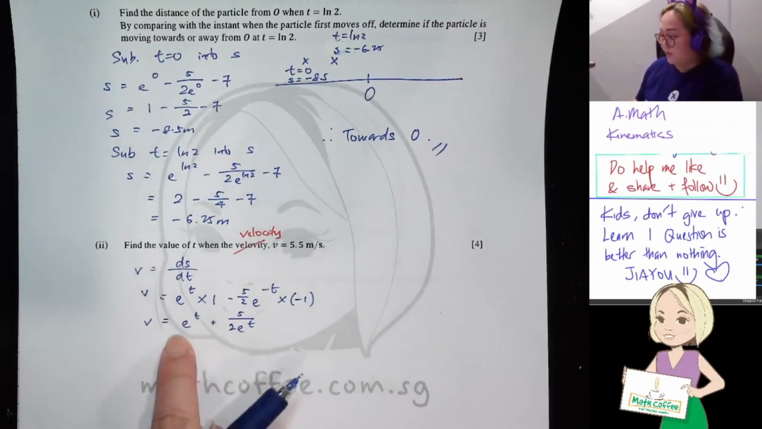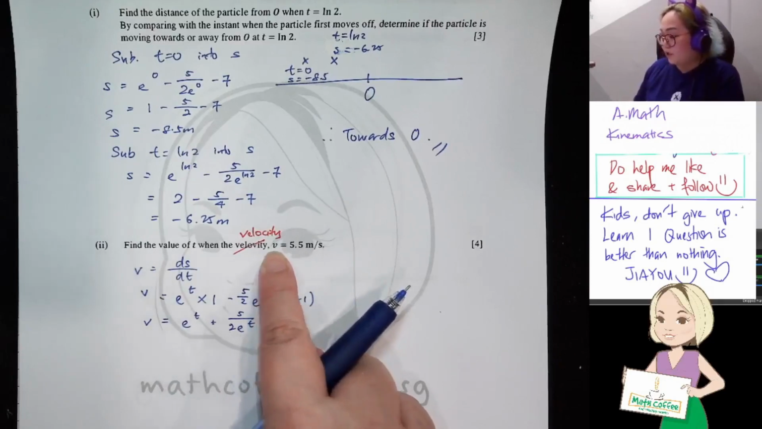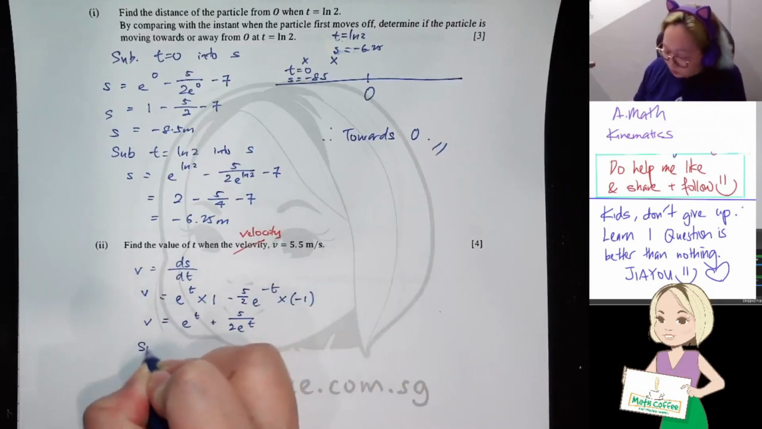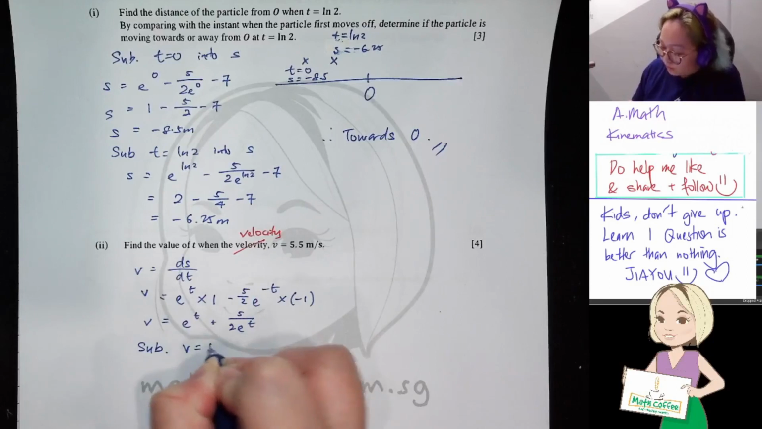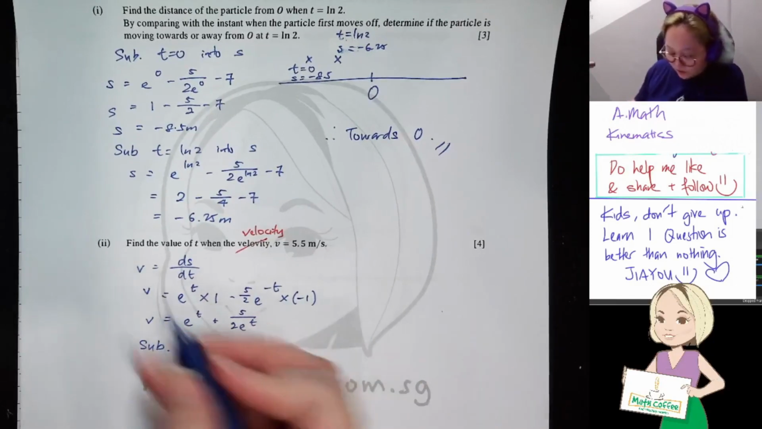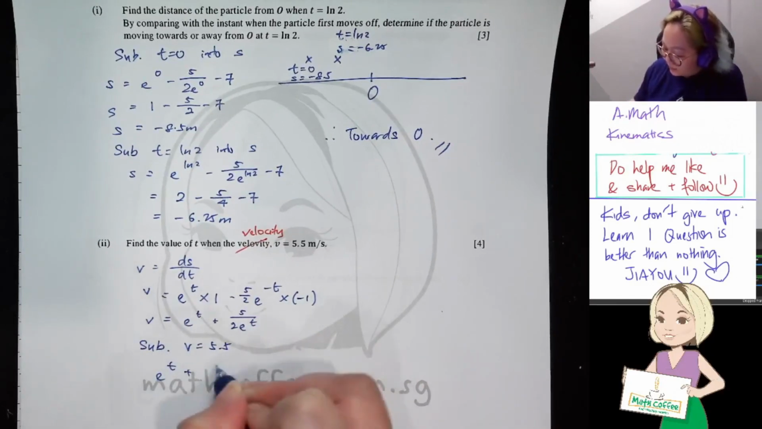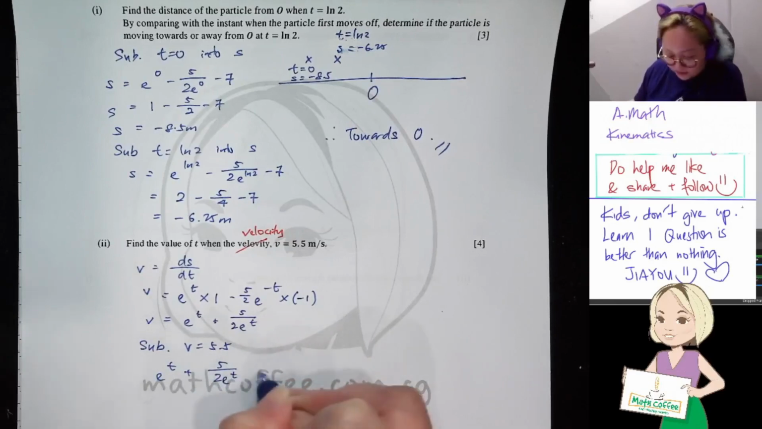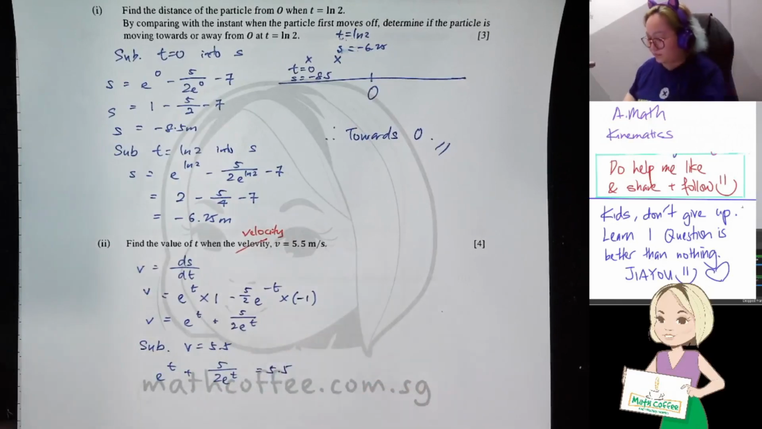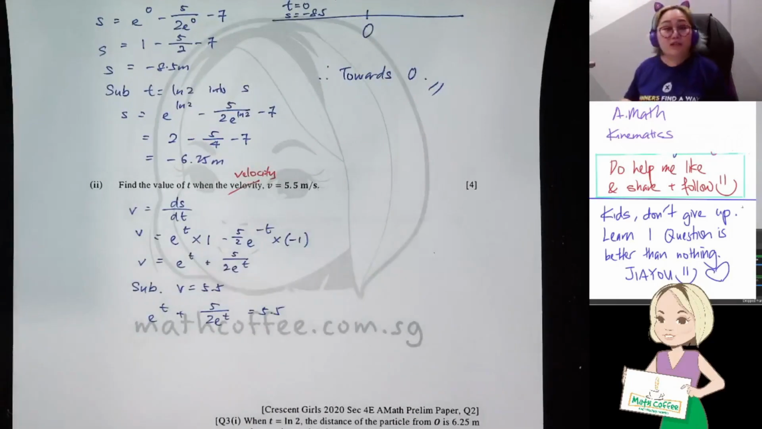So this is my v. Now I need to find v equals 5.5. So I just need to sub v equals 5.5. So I have e^t + 5/(2e^t) = 5.5. Okay, it looks a bit difficult to solve, right?